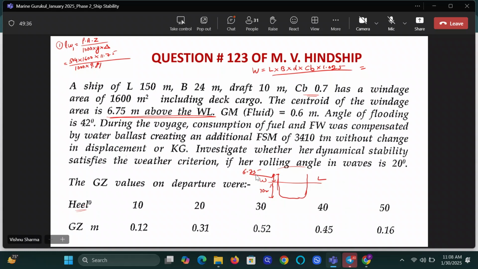How much is this? 25830. So you put 25830 here and you'll be able to calculate LW1 in meters. Am I right, guys? You want to calculate LW1 quickly and see?